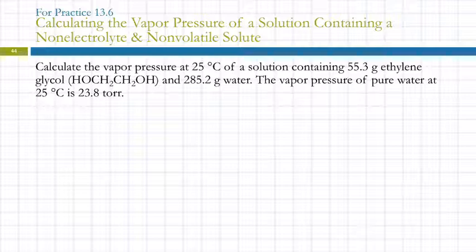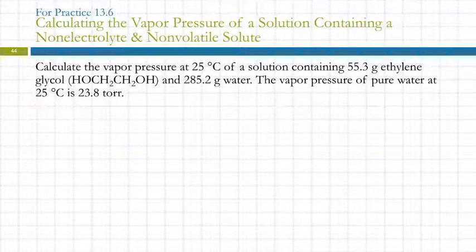Calculate the vapor pressure at 25 degrees Celsius of a solution containing 55.3 grams of ethylene glycol and 285.2 grams of water. The vapor pressure of pure water at this temperature is 23.8 torr. So they're not asking for vapor pressure depression or change, they're just asking for the vapor pressure. So we'll just use Raoult's Law.